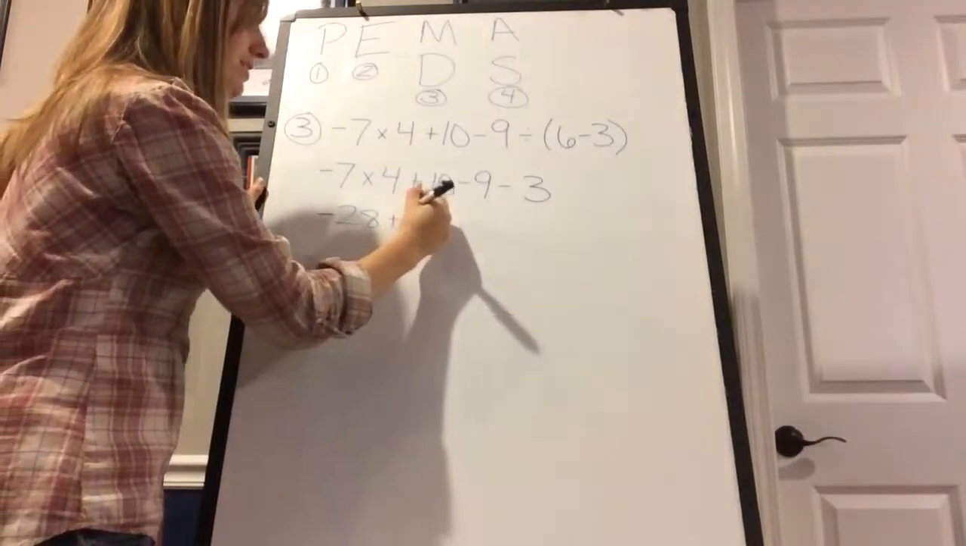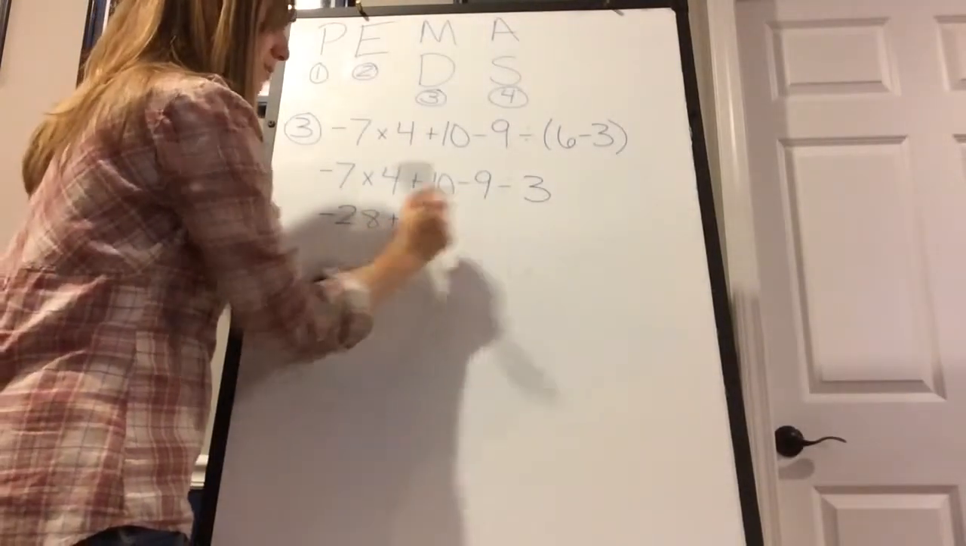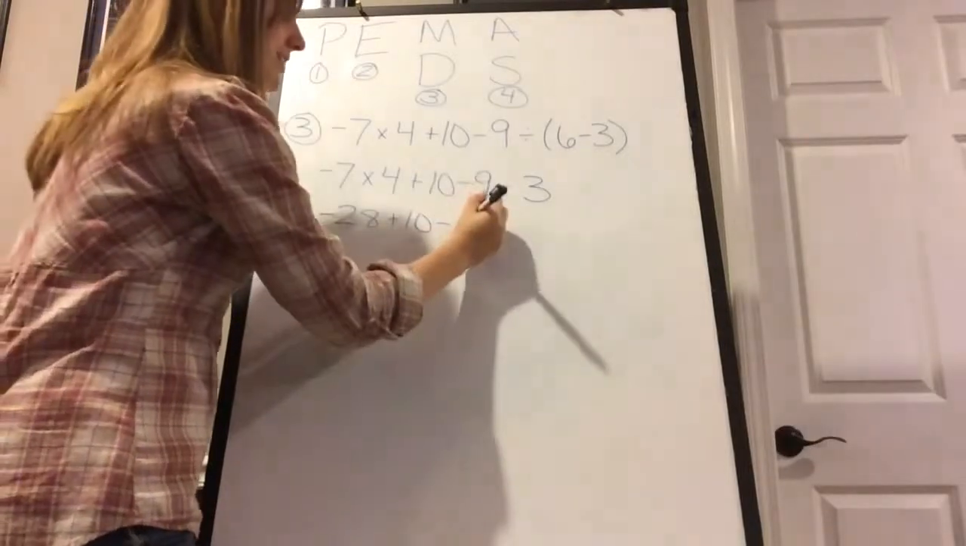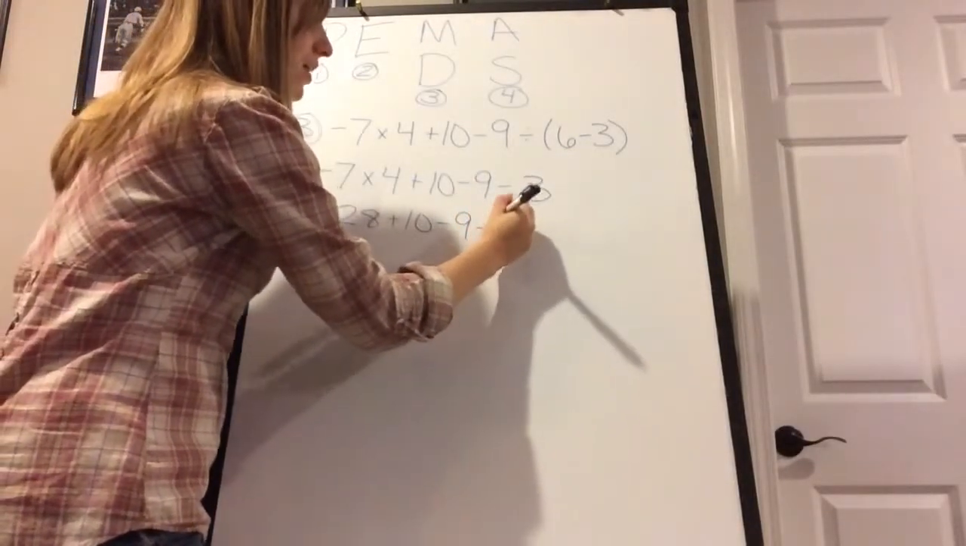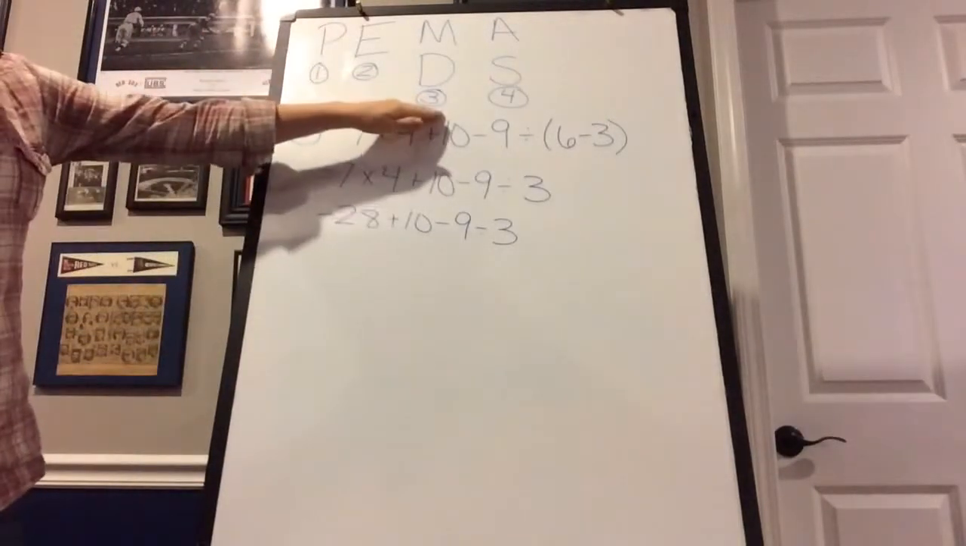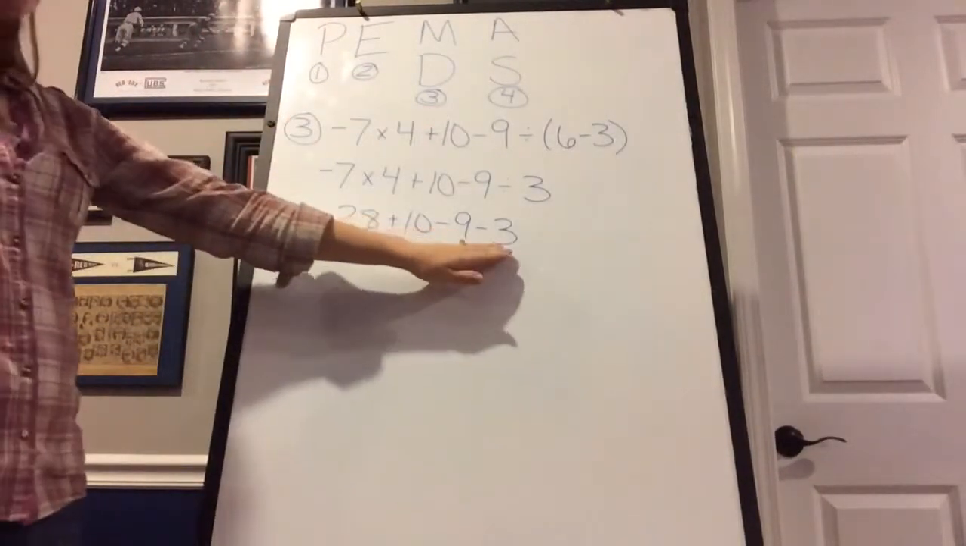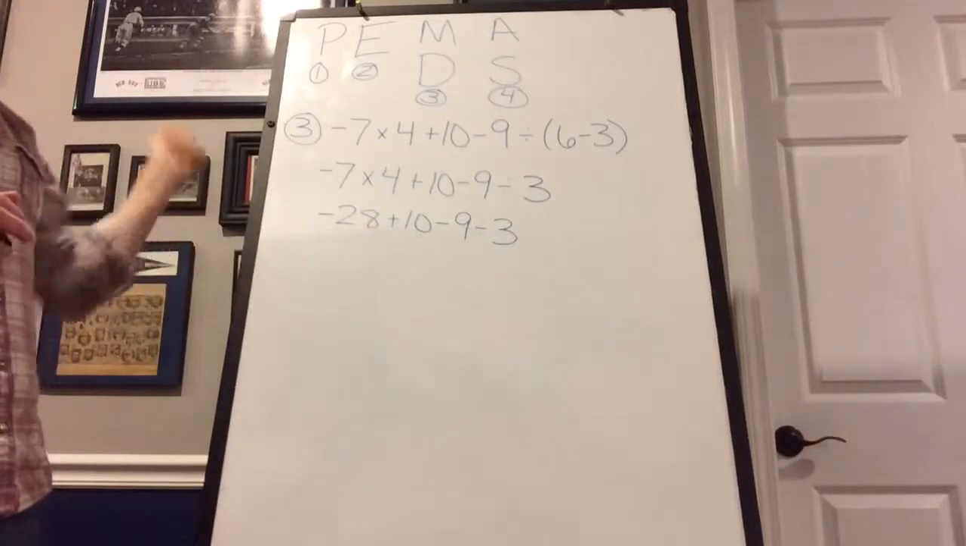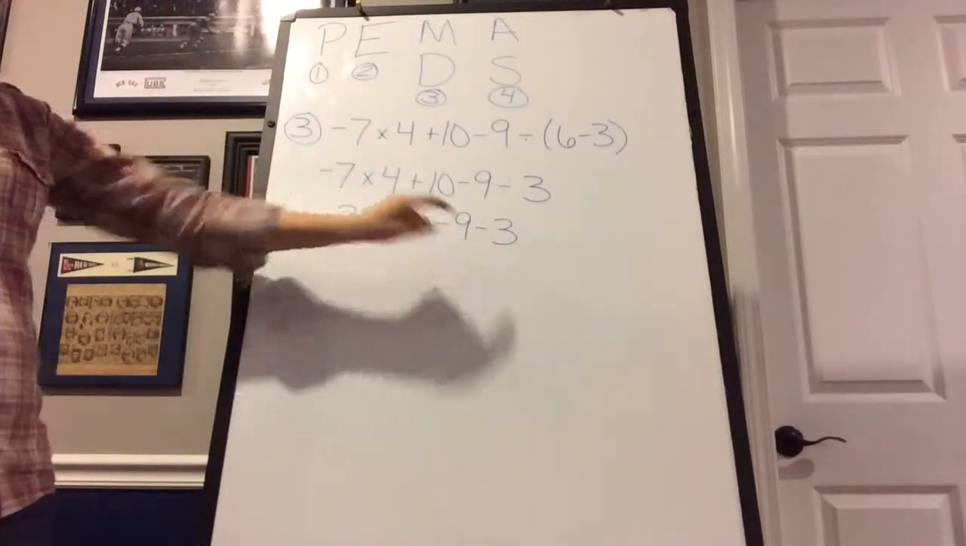We are going to keep the rest of the problem exactly the same. So plus 10 minus 9 divided by 3. All of that stays the same. Still on step 3 because I have some division I need to do, okay? My multiplication is finished. Now I need to divide.